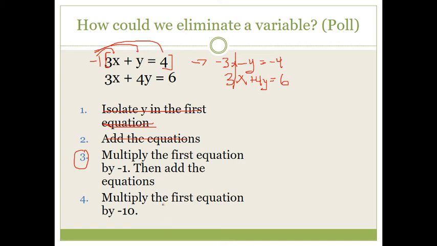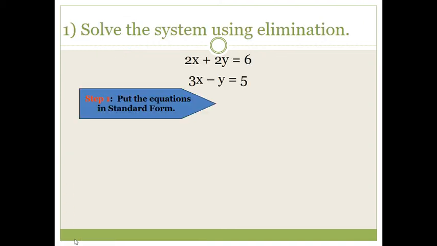I could have also chosen to multiply the second equation by negative 1, but not the first, and then add them, and I still would have eliminated a variable. And we can check that multiplying the first equation by negative 10, as suggested by option 4 here, wouldn't have gotten us any closer to eliminating a variable, because it wouldn't have produced any coefficients that are equal and opposite to coefficients in the second equation. So now we know that step 3 was right.